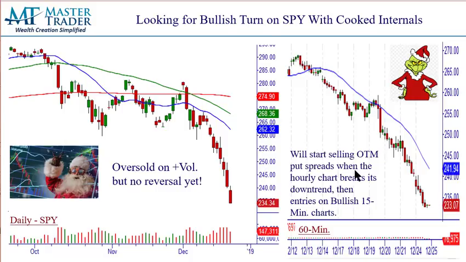Here's the strategy: we're going to be looking for a turn. Either a nice daily potent reversal, like maybe a gap and snap, a big bullish engulfing bar. But for day trading, if we're trying to pinpoint the entry closer, this is what we're going to be looking at. This is an hourly chart. It's still in a nasty downtrend. So step one is we're going to wait for the downtrend to break. What does that mean? It fails to make lower lows or lower highs.